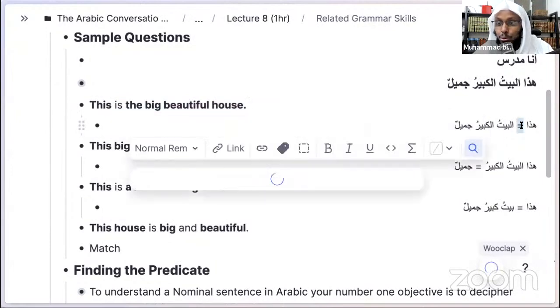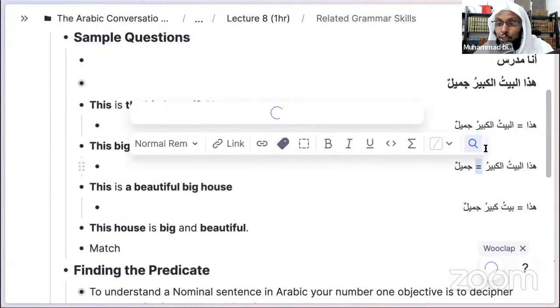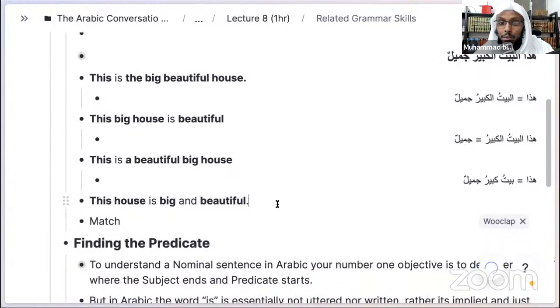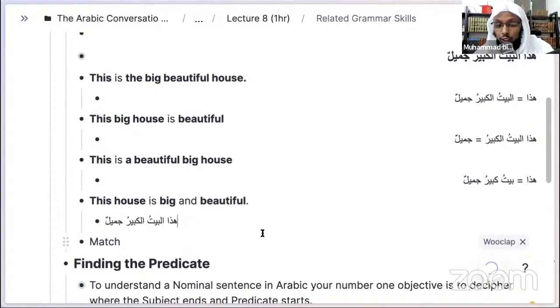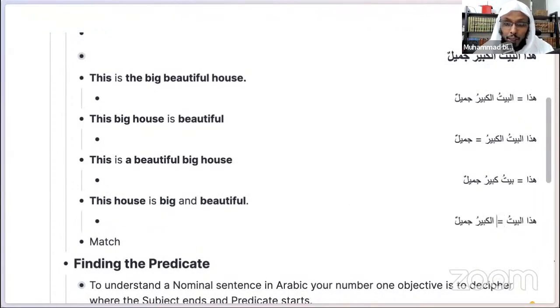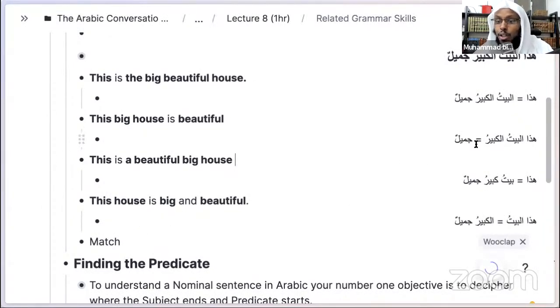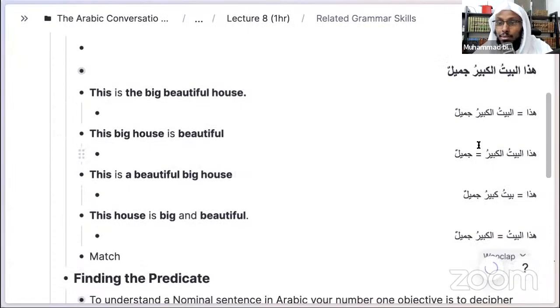But I'm just showing you where you put the "is." You put the "is" over here. You put the "is" over here. You put the "is" over here. As far as this person is concerned, this house, you put the "is" over here in the middle. Bang in the middle. So as you can see, your differences lie in where you put the "is."